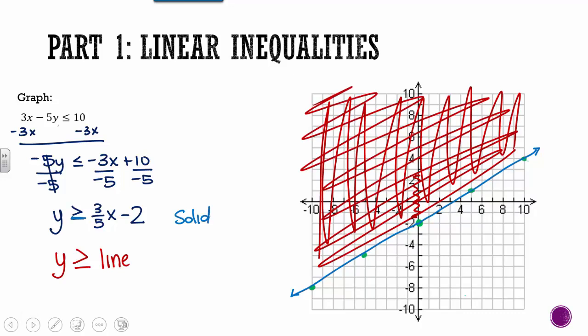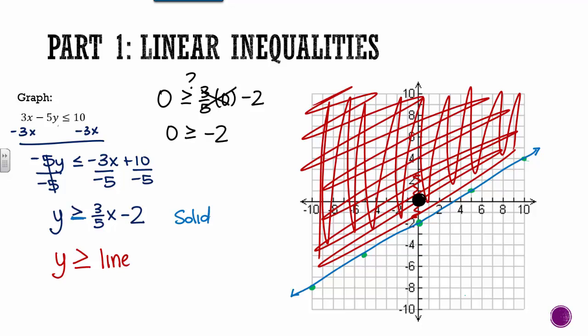Or you can do the test point thing. So let's plug in 0, 0 again. This time though, 0, 0 should work because it's in the side that we shaded. So is 0 greater than or equal to 3/5 times 0 minus 2? So the awesome thing about 0, 0 is this goes away. So is 0 greater than negative 2? It definitely is, so we know we shaded in the right spot.